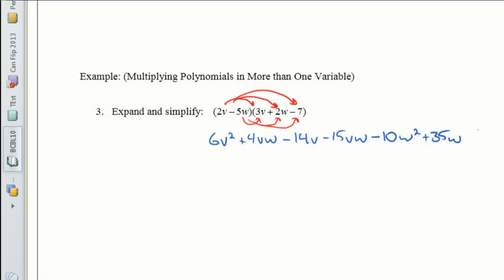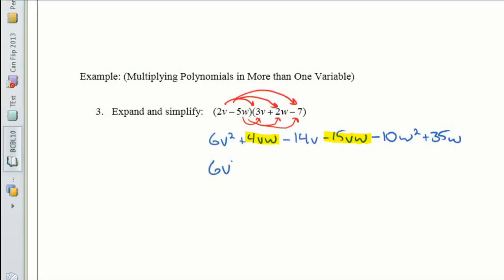I now need to combine any like terms I have. So v squareds, vw's, w squareds, w's. Do I have any like terms? I think my only like terms are here, my vw and my vw. Everything else is not the same.